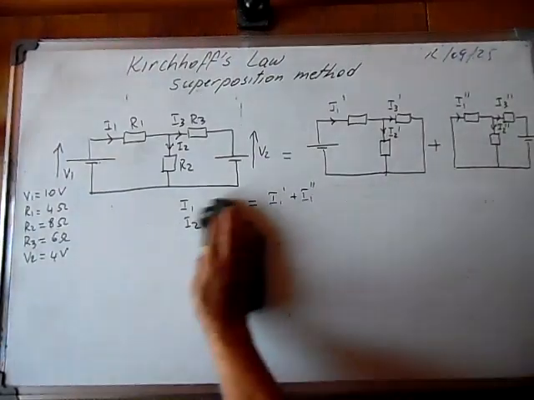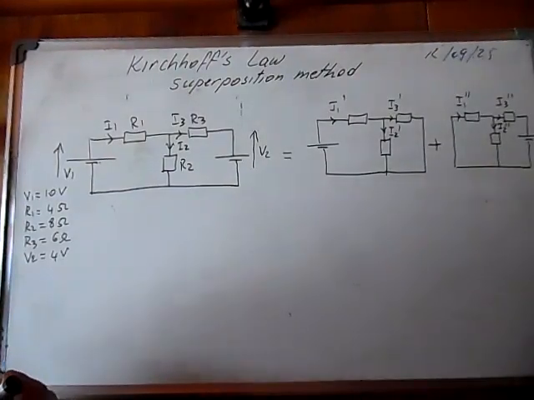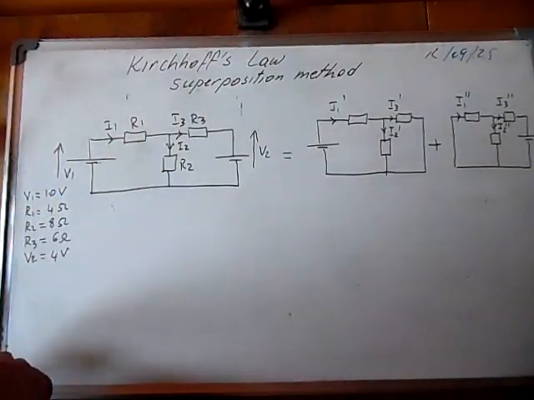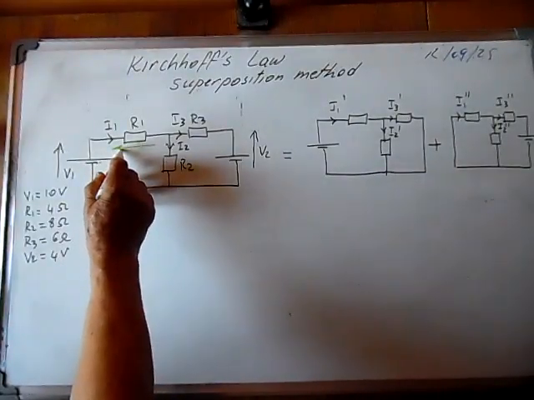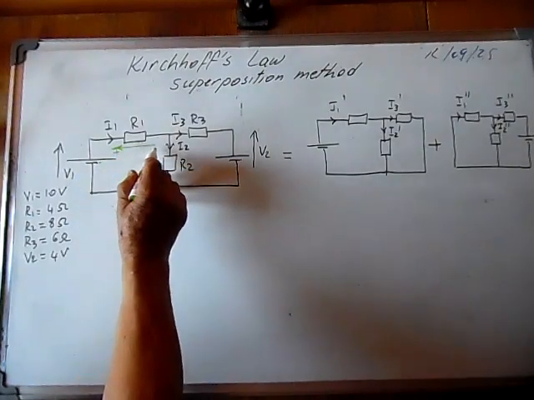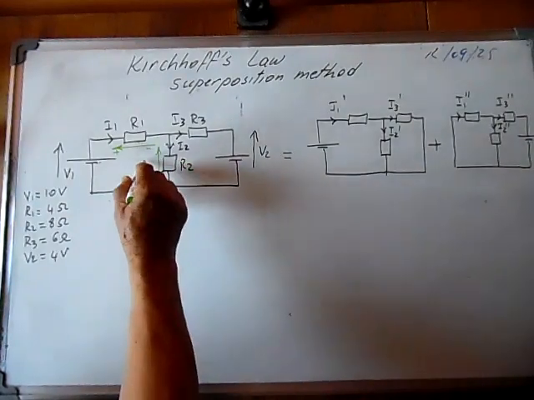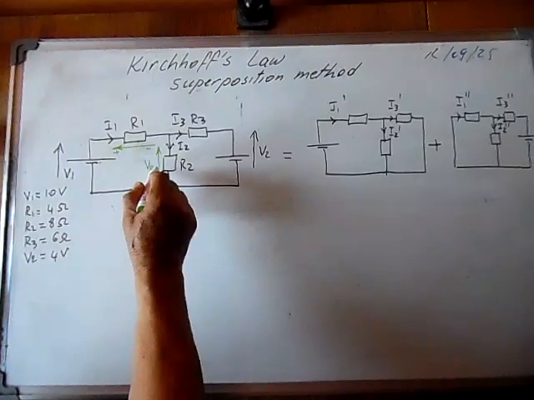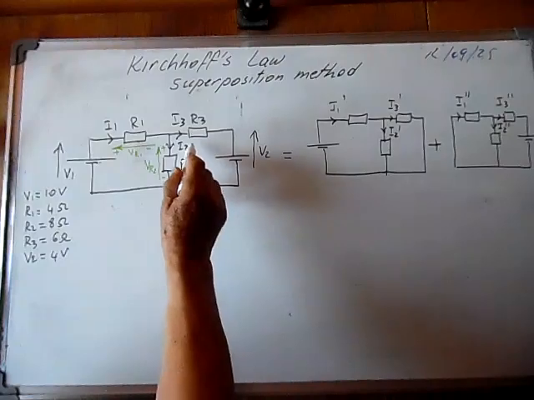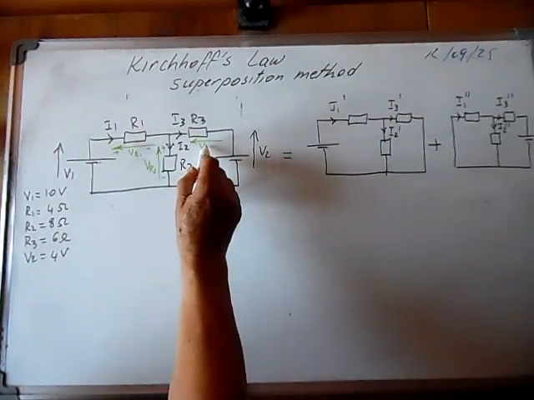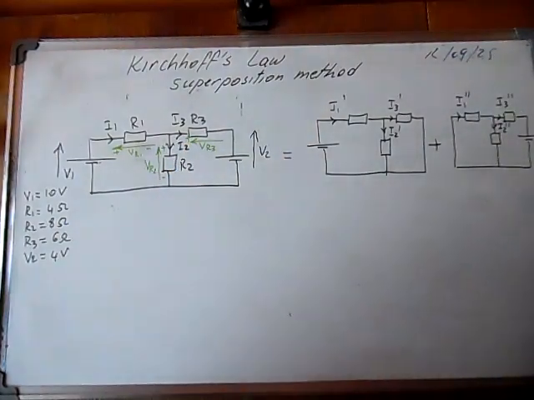Okay, so the first thing to do is to choose direction of currents. If we have chosen this direction of currents, remember that the drop here will be in this direction because the current flows from higher potential to the lowest. VR2 is in this direction because the current flows from positive to negative. Same thing here. We will draw VR3 in this direction because the current flows from plus to minus.